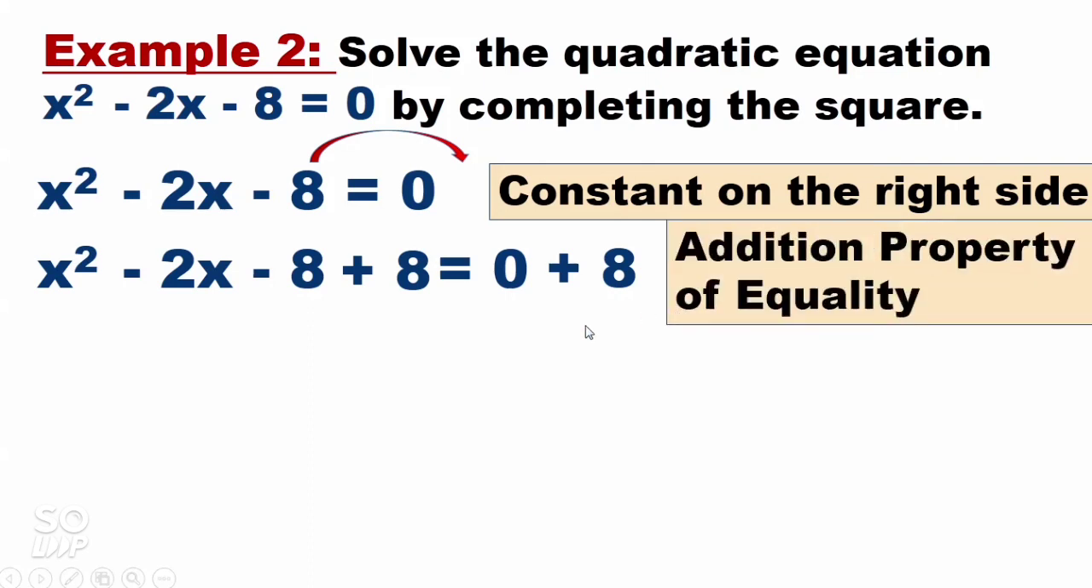Okay, so that is the addition property of equality. Okay, next, simplify. Negative 8 plus 8 is 0. So we have x squared minus 2x equals 0 plus 8 equals 8.